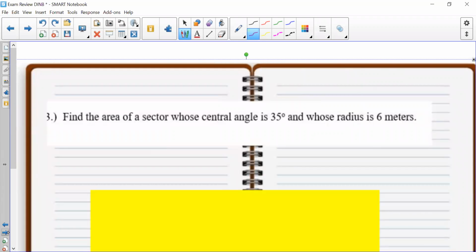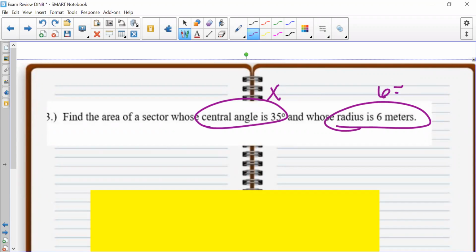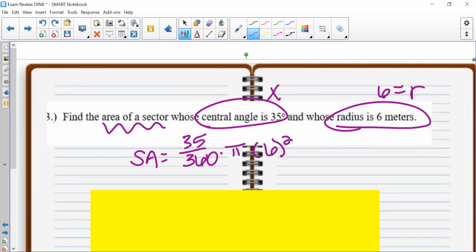All right, this one says find the area of a sector whose central angle, that's x, is 35 degrees, and the radius is 6, and we are finding area. So area of a sector, I'm going to do sector area, is x over 360 times pi radius squared.